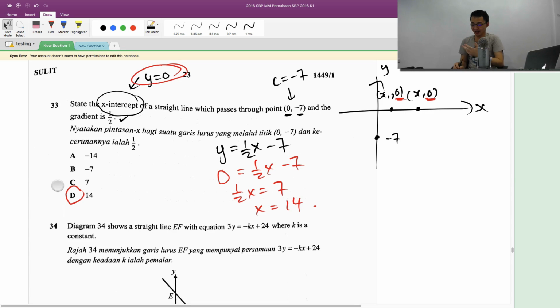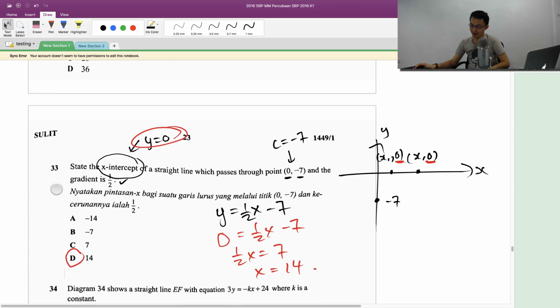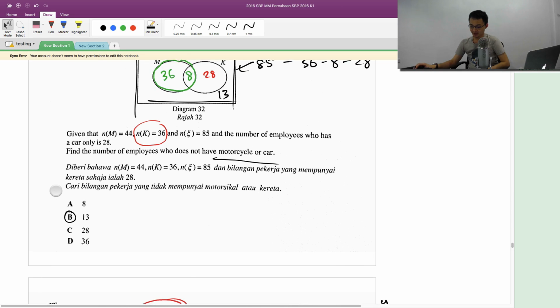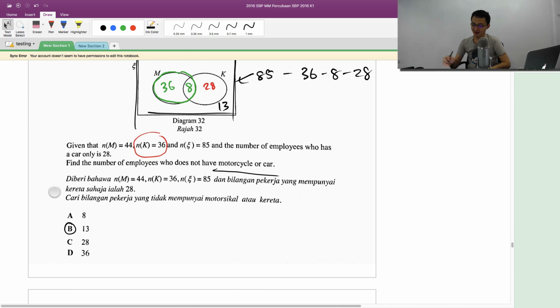Wait, where do you get A? Where do I get A? Oh, the A, actually, because the question says car only is 28. But the whole number, the total set of car, is 36. So I use 36 minus 28, then I get A. Because the 28 here actually means the employees who use car only. The 8 here means they use the car and motorcycle at the same time.